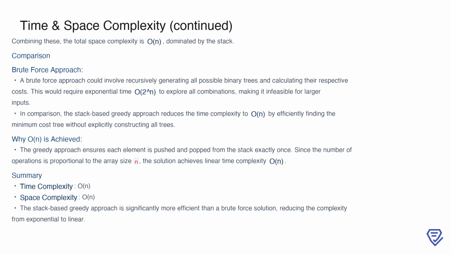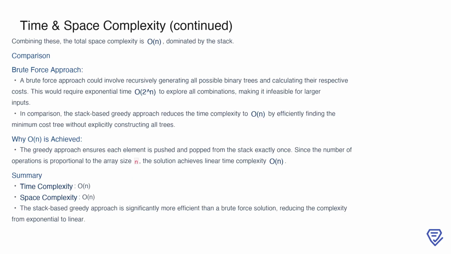To understand the efficiency of this approach, let's compare it to a brute force method. A brute force approach might involve recursively generating all possible binary trees and calculating their costs. This would take exponential time, O(2^n), as it explores all possible combinations, making it impractical for larger inputs. In contrast, the stack-based greedy approach achieves O(n) time complexity by processing each element in the array exactly once and efficiently determining the minimum cost without explicitly constructing all trees.